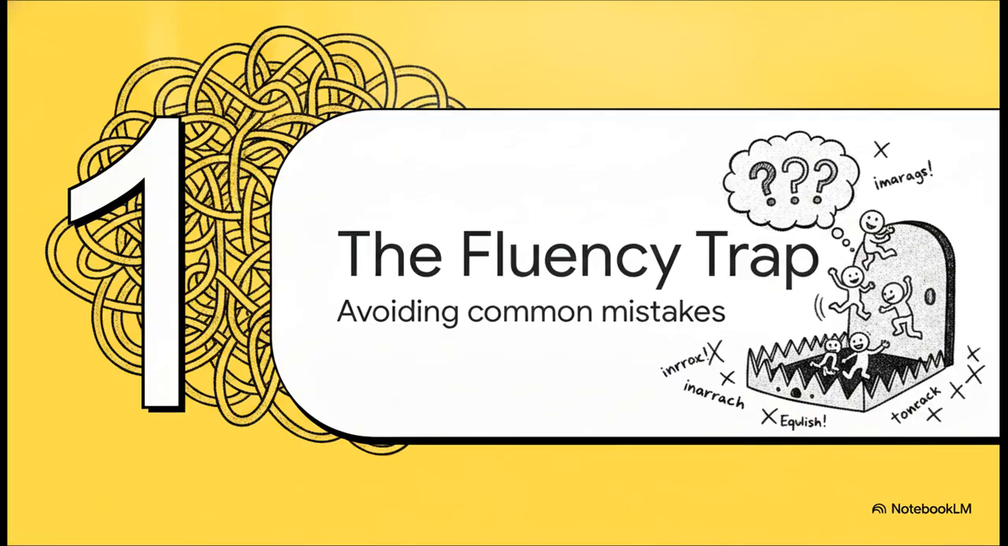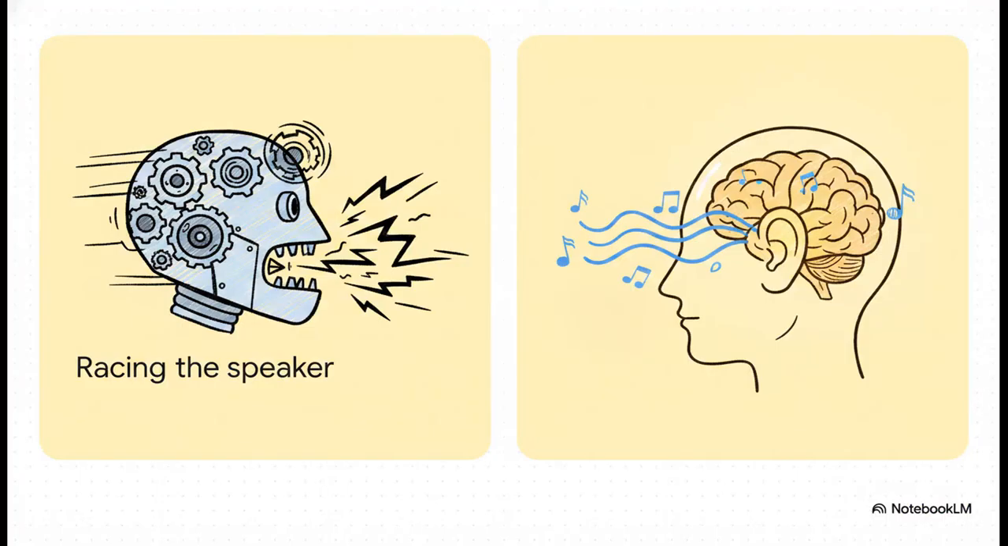The fluency trap. So a ton of learners practice in a way that looks super active on the outside. Repeating sentences like a machine. But it does almost nothing on the inside because they're essentially just racing the speaker instead of truly listening. If you are just trying to keep up and spit words out as fast as humanly possible, you're completely missing the nuances of rhythm, stress, and meaning. You really have to listen with your whole mind.